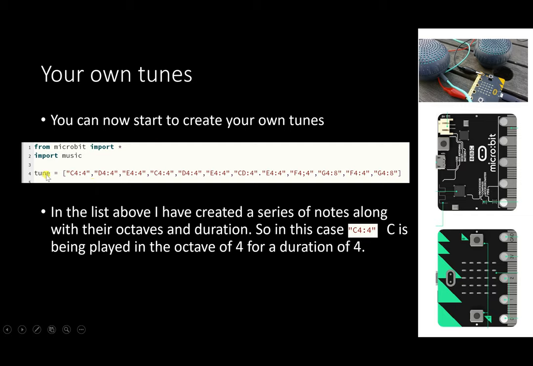And to do that, what we're going to do is create a new list. And that's a list that includes the note and the octave. So this is a C in the fourth octave, and it's got a duration of four. That's a D in the fourth octave, and that's got a duration of four. And we can code that in.